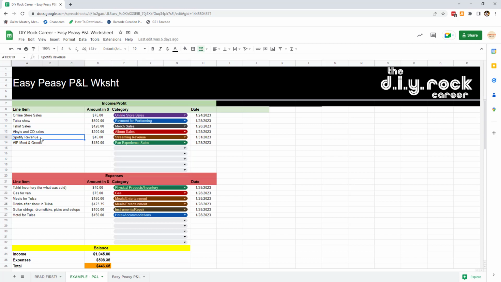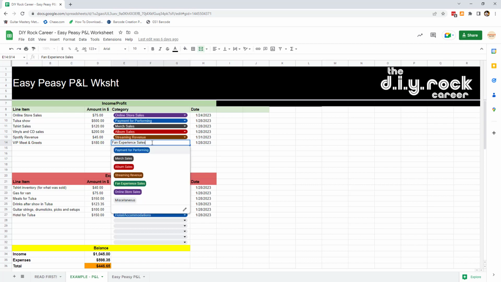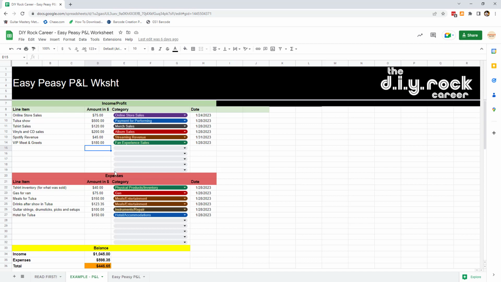And then you see Spotify revenue here. So that's $45. And that's for the whole month of January, or maybe it's for every 2 weeks or whatever. But whenever they pay you out, you go ahead and put that amount in, and then you put the date in whenever it comes to you. Maybe you got some VIP meet and greets from the Tulsa show as well. So there's $180 there. And that was from the 28th as well. So you put that under fan experiences. You can see I've put streaming revenue, some other stuff in there, merch sales, all that stuff. So pretty much what you see here, right?